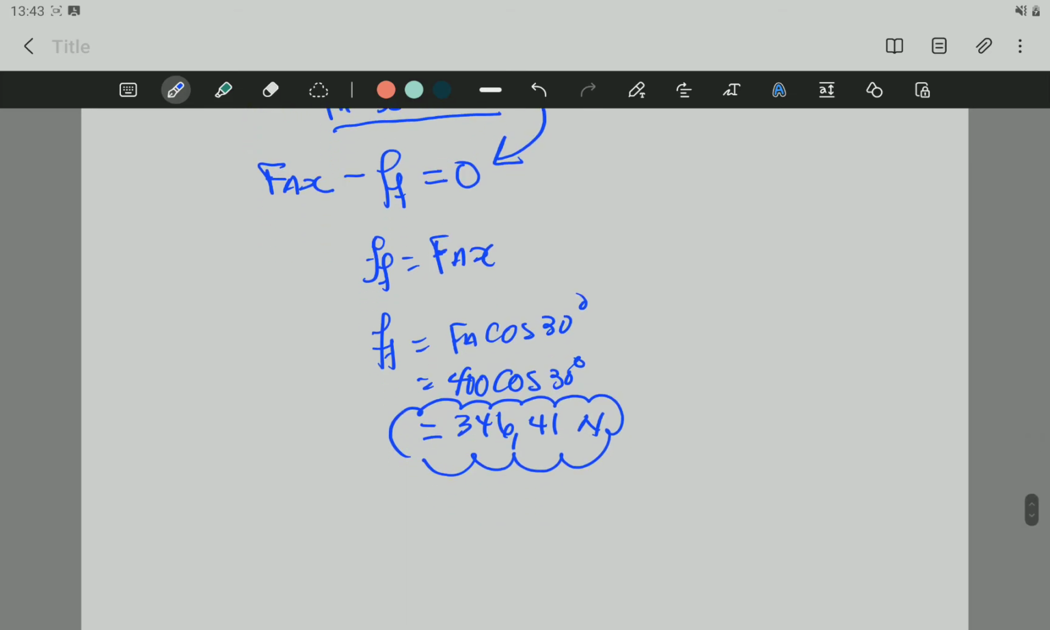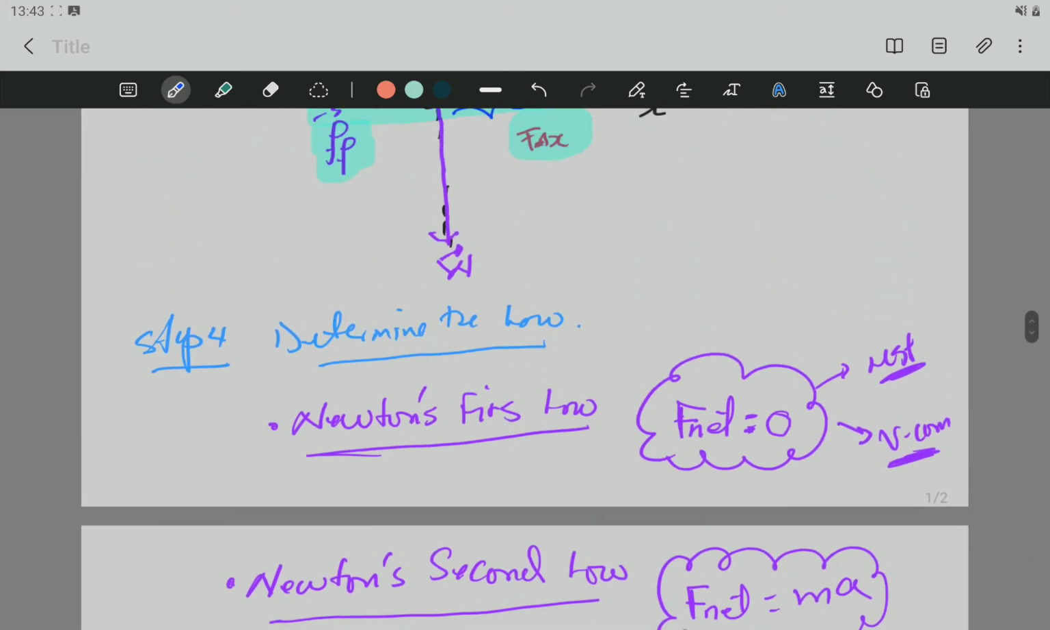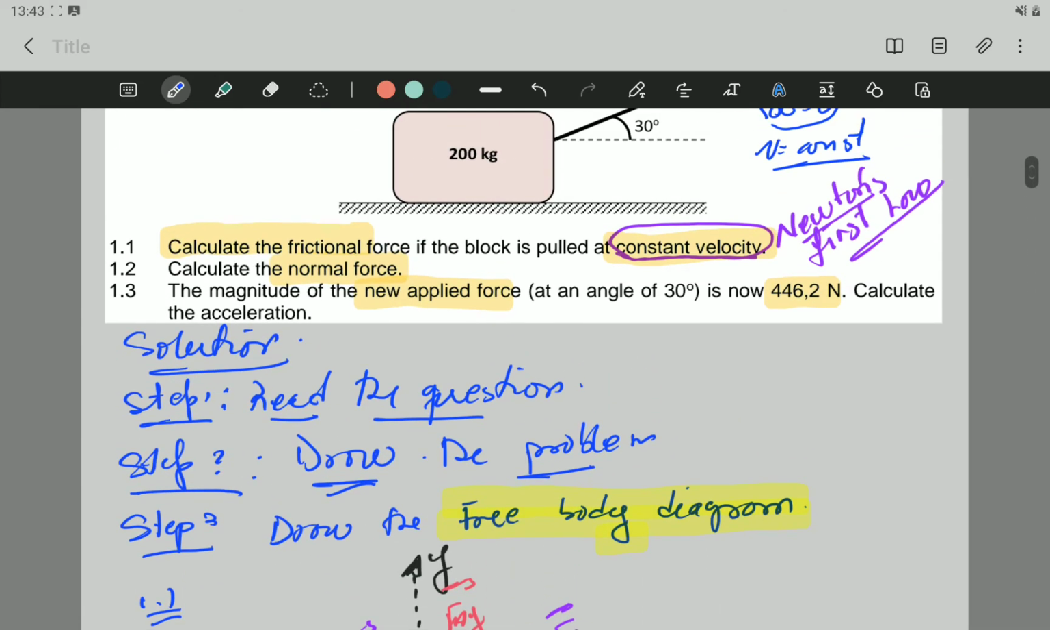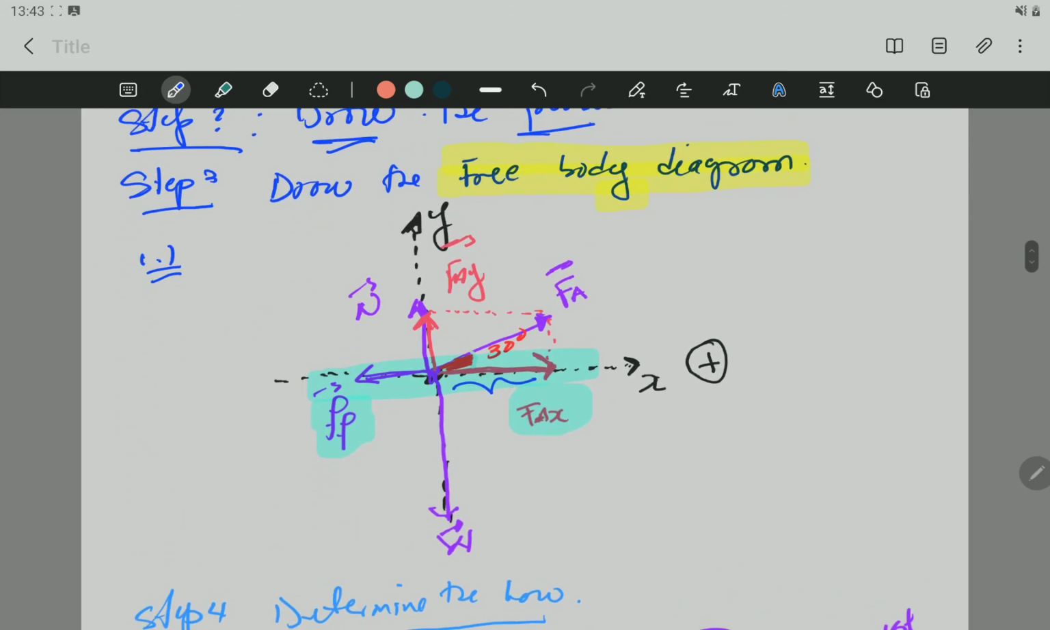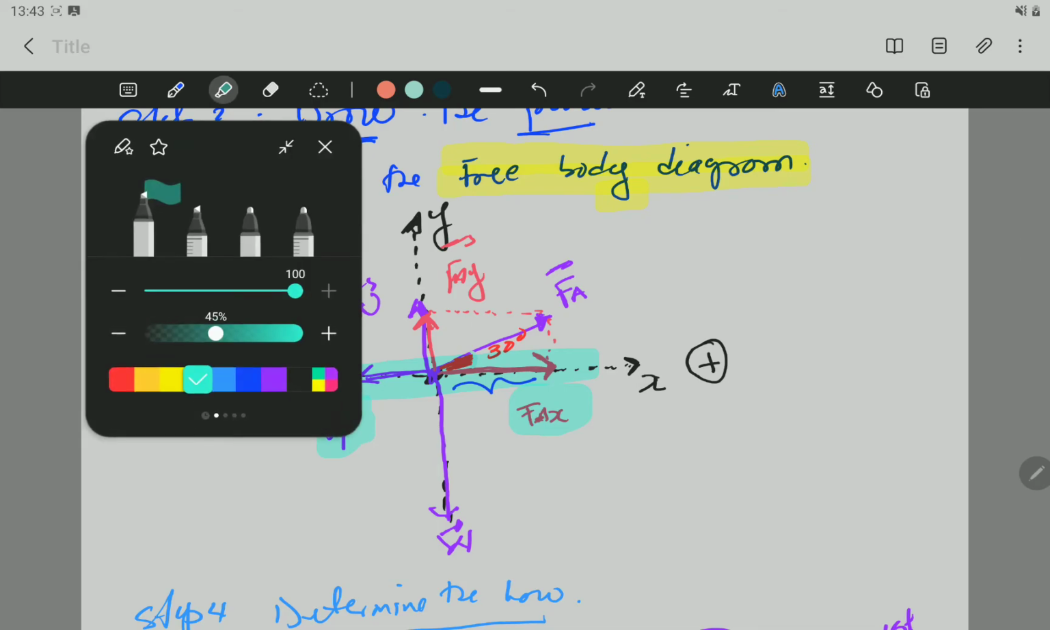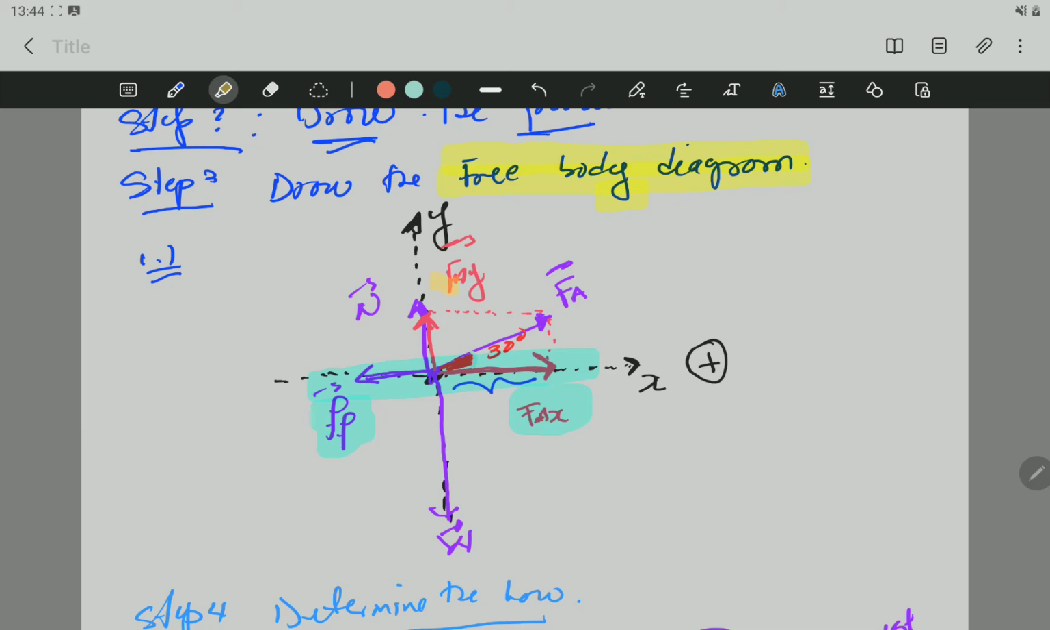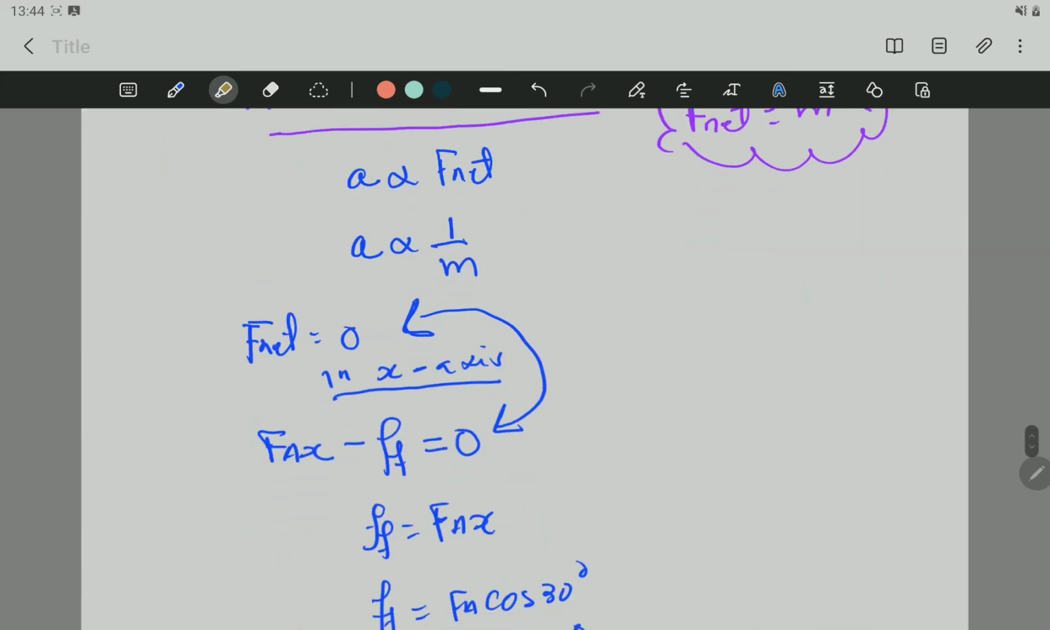Okay, so let's go now to 1.2. Question 1.2 asks us to calculate the normal force. We can use the same free body diagram. We don't have to change it. We're going to see what forces we have on the y-axis, because the normal force is in the y-axis. I have the normal force, the applied force in y, and the weight. All of that is in the y-axis.